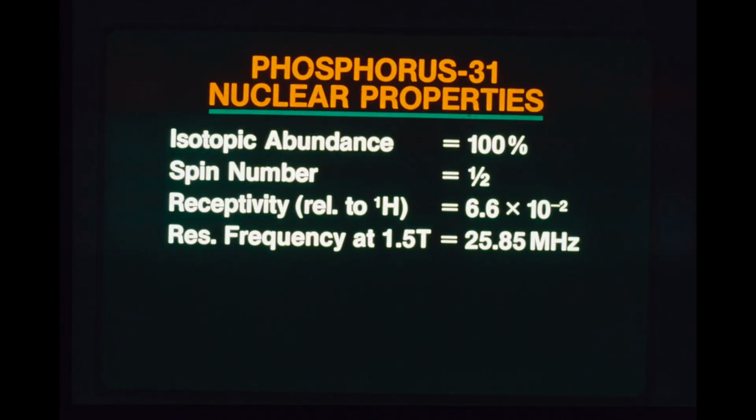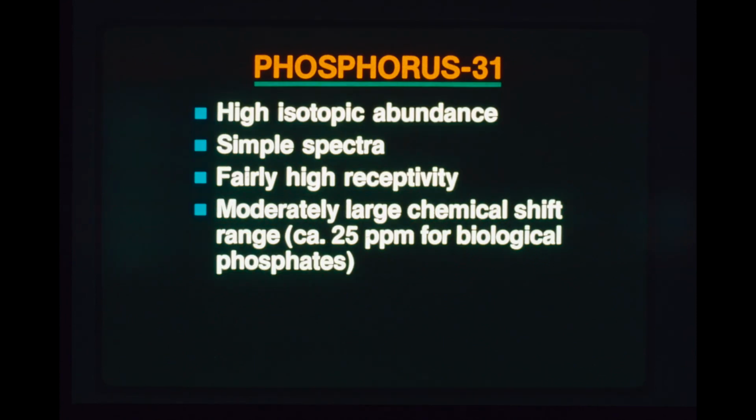Phosphorus-31 is another nucleus that we choose to look at. It's fairly important within the human body. Essentially 100% of all phosphorus in your body is P31. It again has a spin of 1/2, which is something that we like to have for a nucleus. The receptivity relative to protons, though, is much smaller. And if you think about it, the concentration of phosphorus is also much, much less in the human body than it is for normal protons. It resonates at about 25.85 megahertz. Even though it's virtually 100% P31, we don't have much of it in the body.